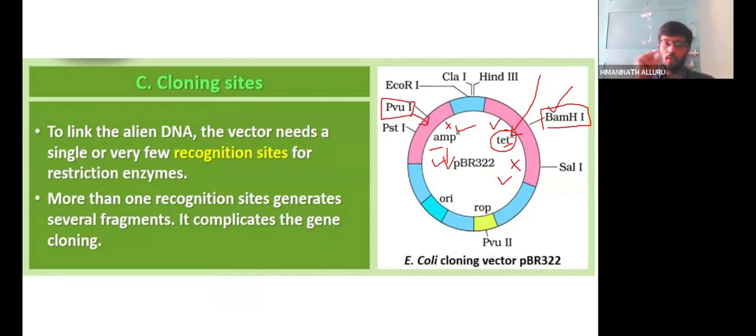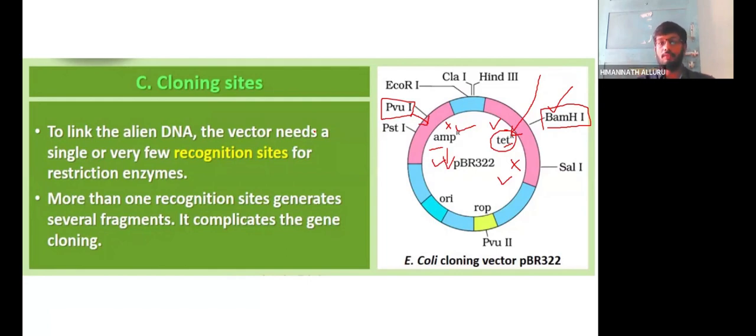One is the vector alone enters the host without a choice DNA. Second, the vector along with our choice DNA enters into the host. Third condition, neither the vector nor the choice DNA enters the host. The host is without the recombinant DNA, foreign DNA. So 3 conditions are there.